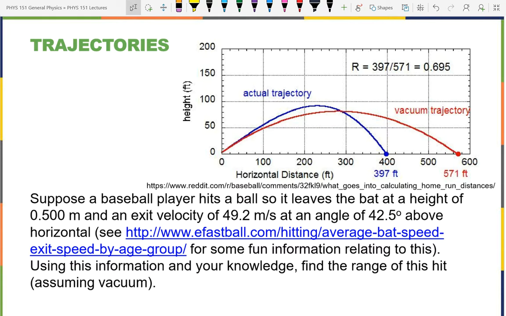Now, with that in mind, why do people like to go to Colorado to play baseball? There's less air. You're closer to that vacuum trajectory. You get a little more distance for the same hit on the ball. And there's a lot of really good information at that website if you're interested in baseball and how what we're learning here applies to baseball.